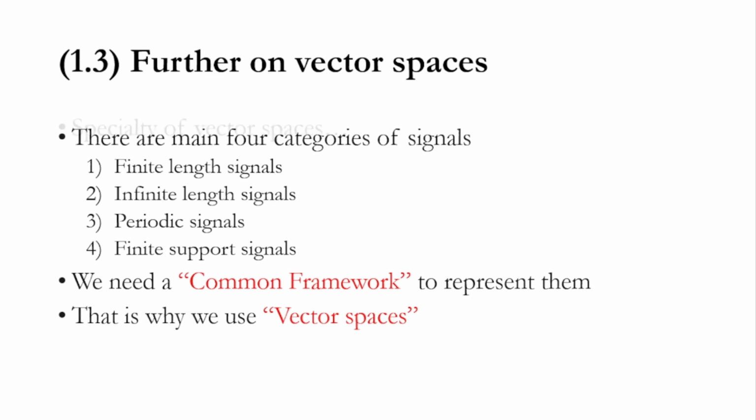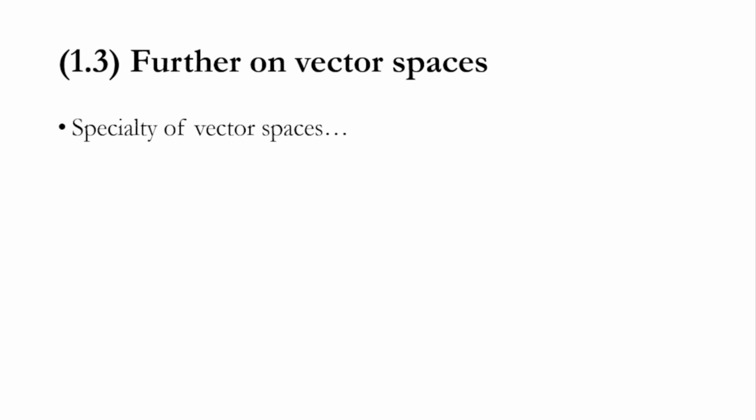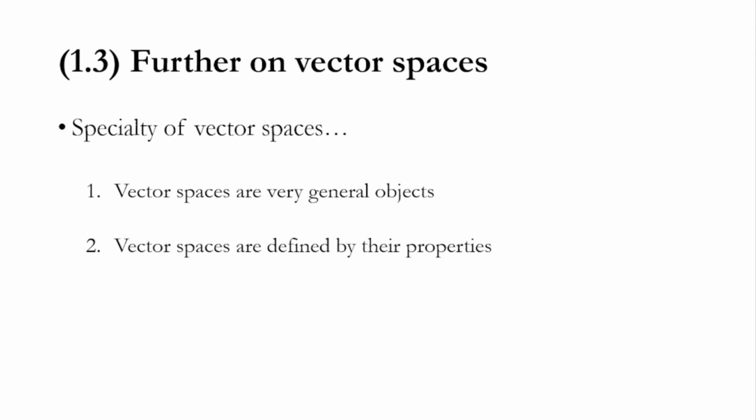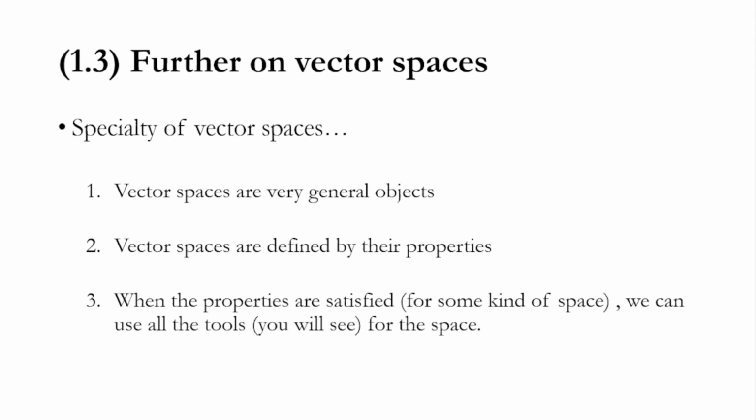If we talk about the speciality of vector spaces, they are very general objects, which means it is a fundamental mathematical structure that provides a framework for studying and understanding various mathematical objects and systems. Then, vector spaces are defined by their properties. The elements and operations of the vector space must satisfy the axioms. And finally, when the properties are satisfied, we can use all the tools for the space that we are interested in.